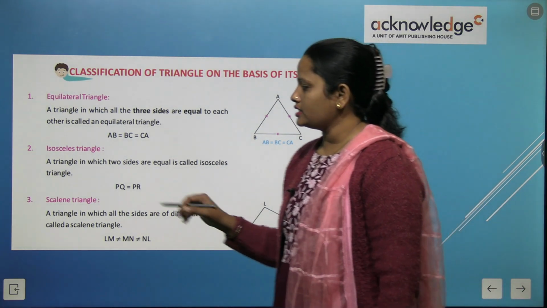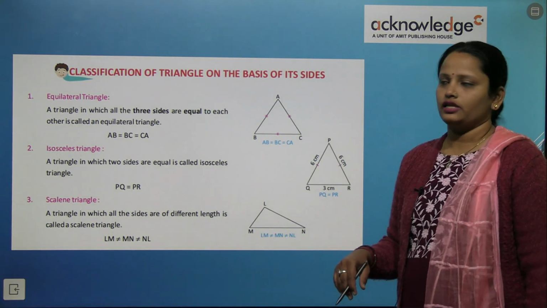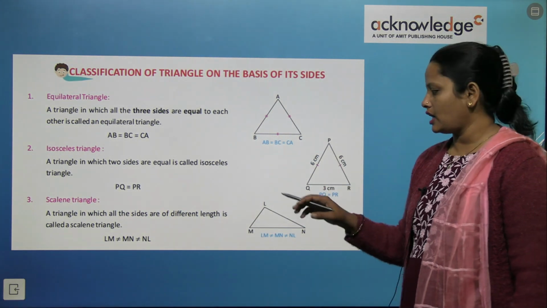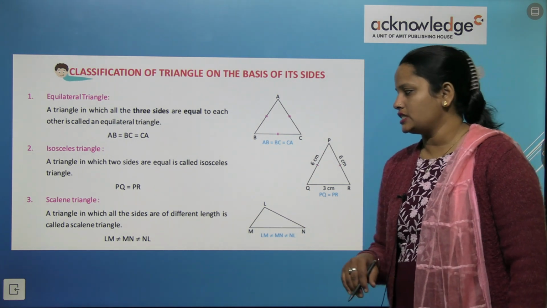Now next is scalene triangle. A triangle in which all the sides are of different length. ऐसा triangle जिसमें सारे जो sides हैं वो अलग अलग length के हैं. कोई 2 है तो कोई 5 है और कोई 7 है.